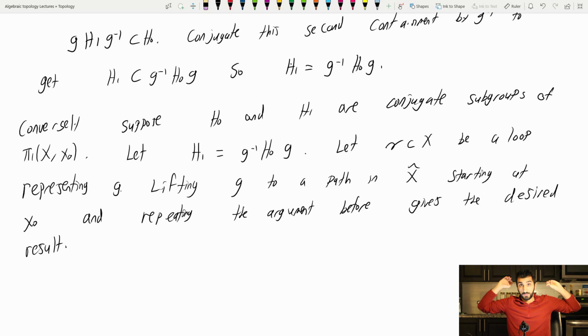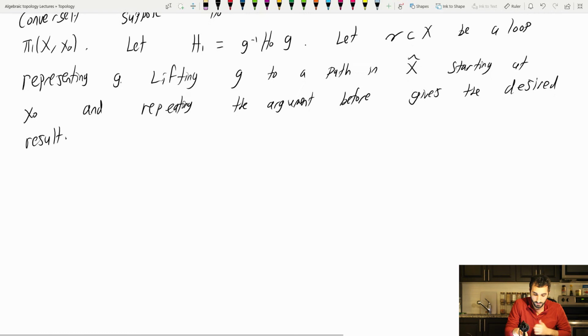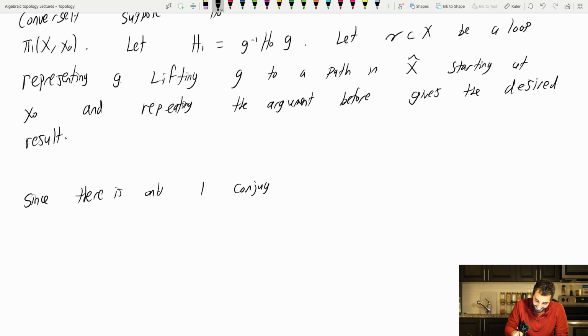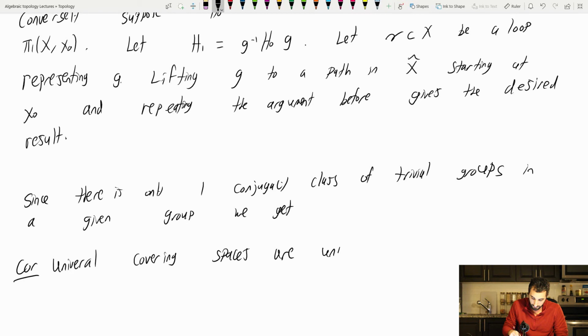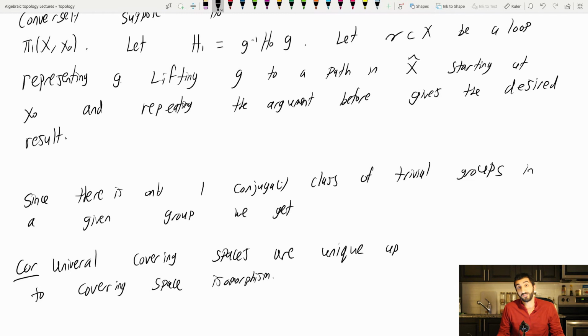And there it is. That's basically a summary of everything we've learned about covering spaces. Here's a nice little corollary. Since there is only one conjugacy class of trivial groups, there's only one trivial group, is all I'm saying. So in a given group, we get this corollary, which is that universal covering spaces are unique up to covering space isomorphism. So this justifies us calling it the universal cover and not a universal cover.